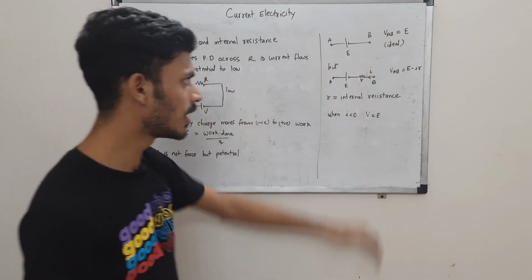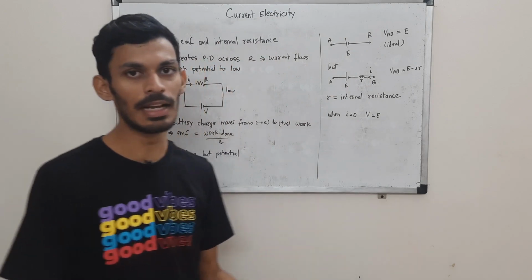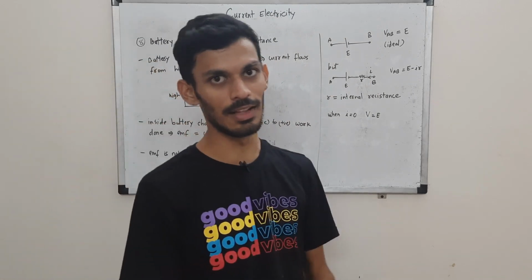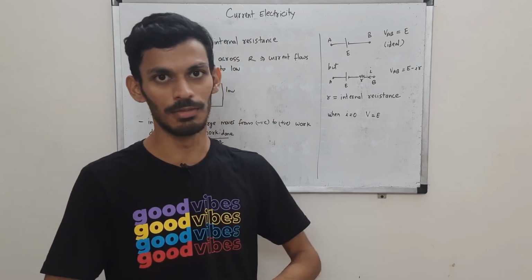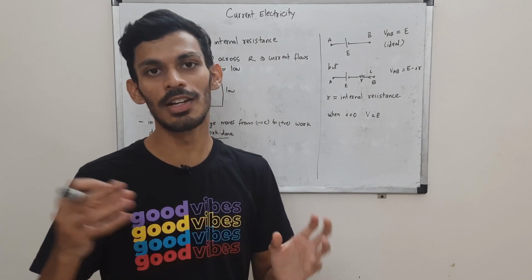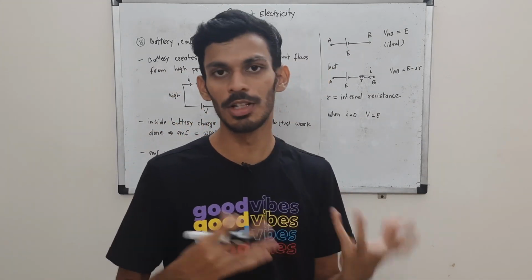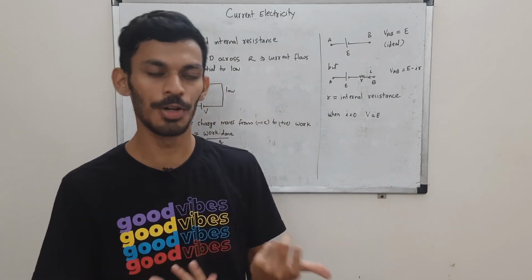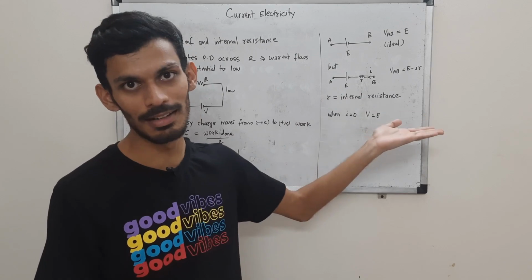But when we use it in a circuit, when current is flowing in that cell, there will be some internal resistance in the battery itself. This R is the internal resistance of the battery. It's present there due to the chemical components of the battery itself. When the charges flow through that battery, they cause collisions in the ions present in the electrolyte. So due to that, there is some internal resistance.